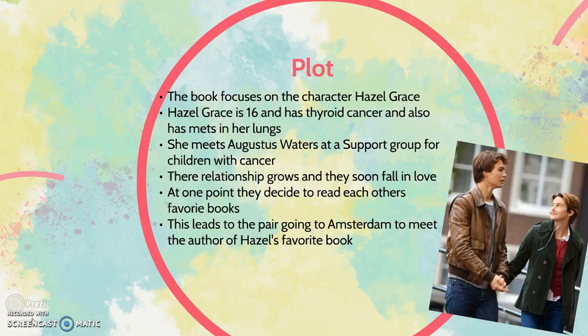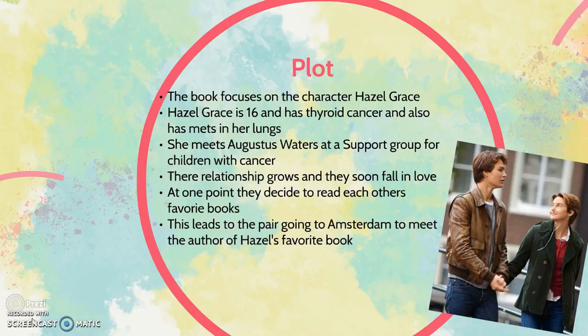One thing that happens in the book is her mother makes her go to support group for children with cancer, and there she meets Augustus Waters, who also had cancer, but he had osteosarcoma, which caused him to actually lose part of one of his legs. As the book goes on, Hazel Grace's relationship with Augustus grows, and they soon fall in love.